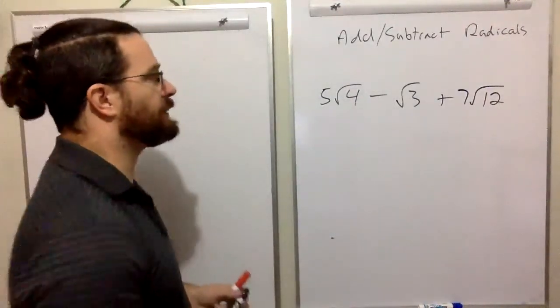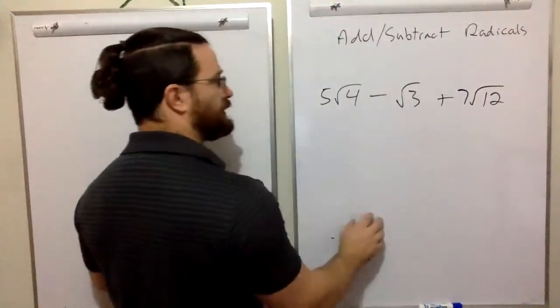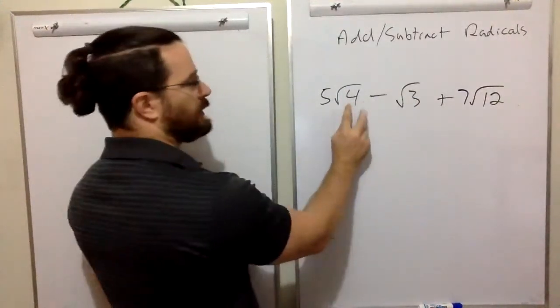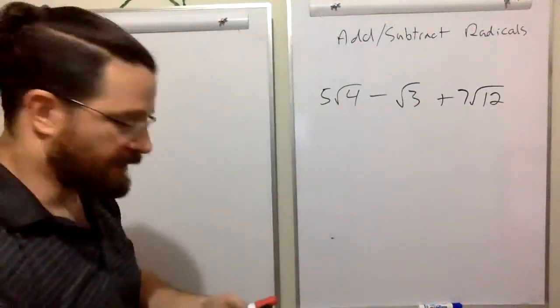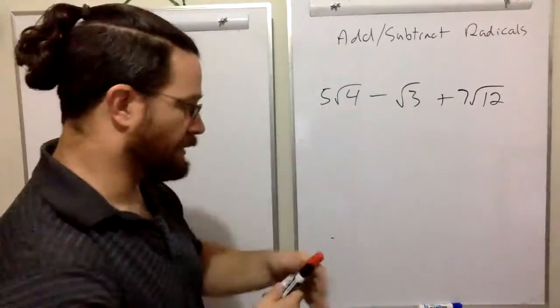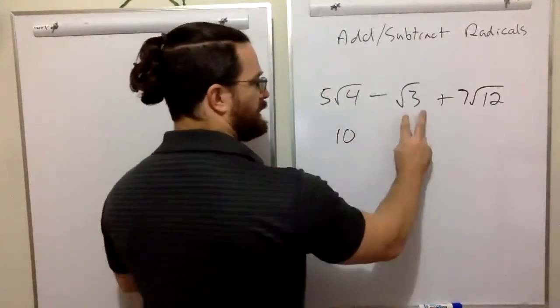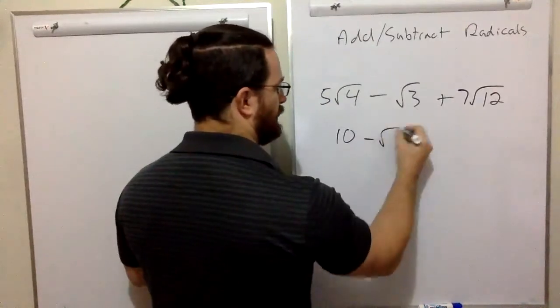All right, so we should have gone through and simplified our radicals first. So here, radical 4 is a perfect square. Square root of 4 is just 2. So this is just 5 times 2. So this guy here gives me 10. Nothing to simplify here, so minus radical 3.